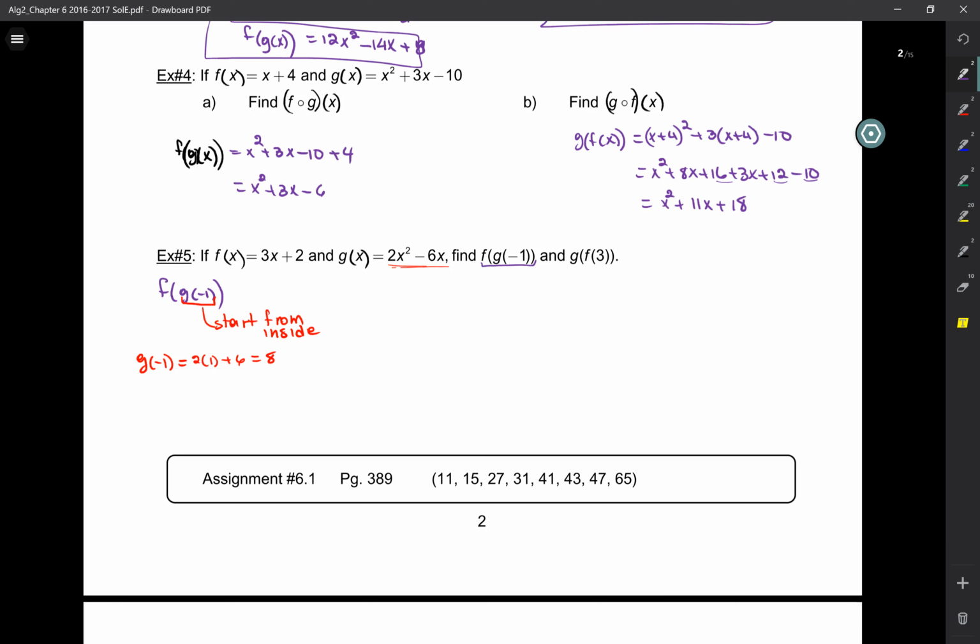Right, so initially I was looking for f of g of minus 1. So it's f of, and what's g of minus 1? 8. Now can I find f of 8? That's going to be 3 times 8 plus 2. How much is that? 26. So that is your answer. Okay?